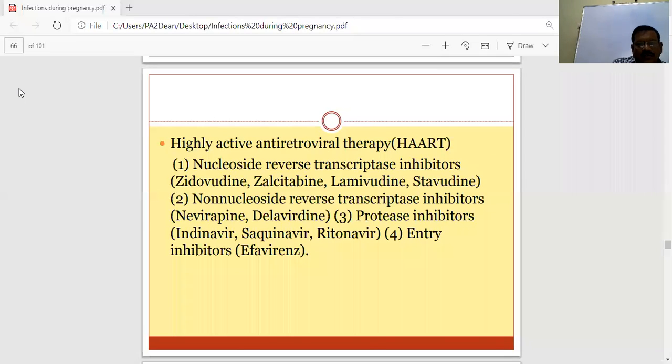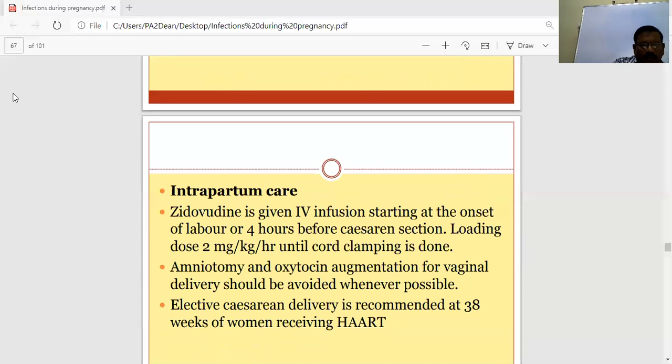And the next group are non-nucleoside reverse transcriptase inhibitors like nevirapine and delavirdine. Coming to the third group, protease inhibitors are indinavir, saquinavir, ritonavir. And the other type, entry inhibitors, are efavirenz. There are various drugs we choose to treat HIV. Mostly we use zidovudine and nevirapine. These are the drugs of choice nowadays.